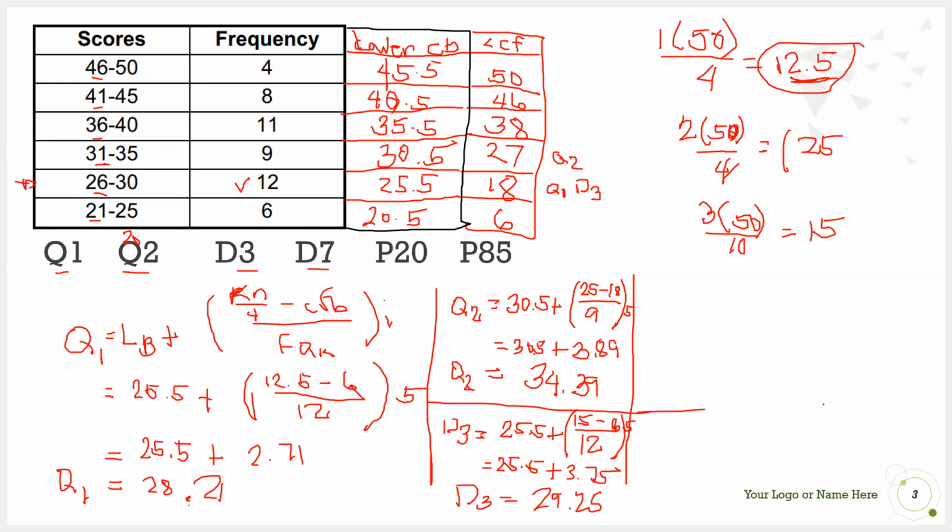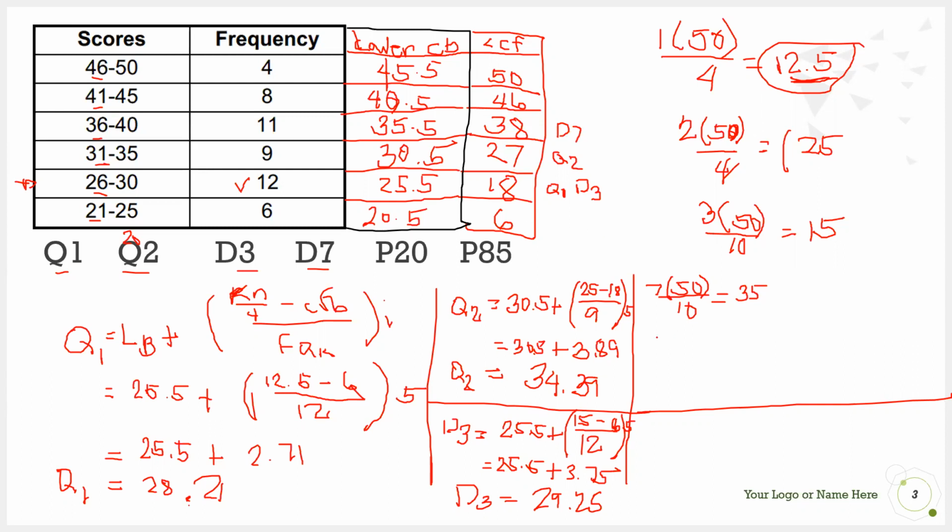Okay, let's have another one. Let's have the D7. So kapag D7, it will be 7 times 50 divided by 10. Tama? 7 times 50 divided by 10. So that's 7 times 50, that's 350 divided by 10 is 35. So hanapin natin saan papasok si 35. So dito sa 38. Tama? Hindi siya pwede sa 27. Sa 38 siya. So nandito si D7.